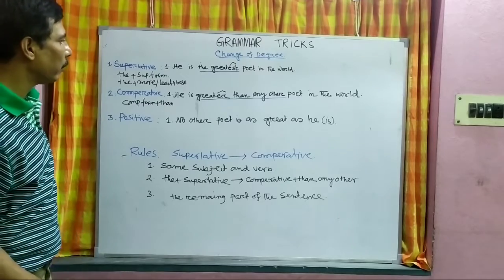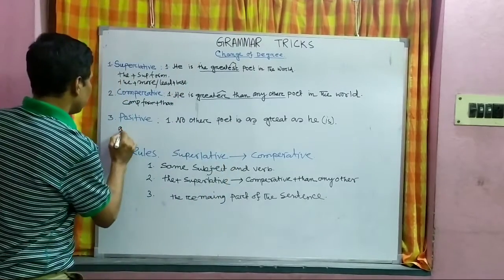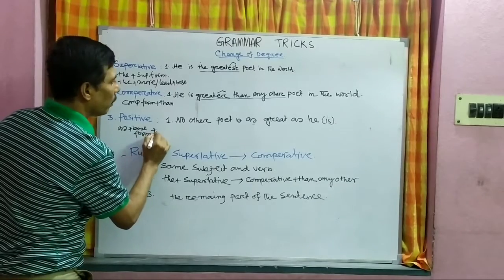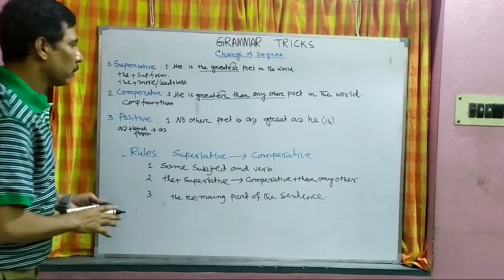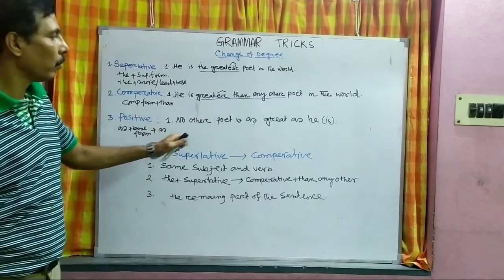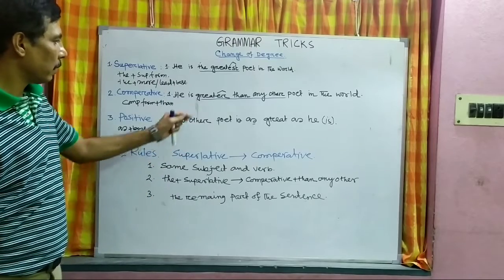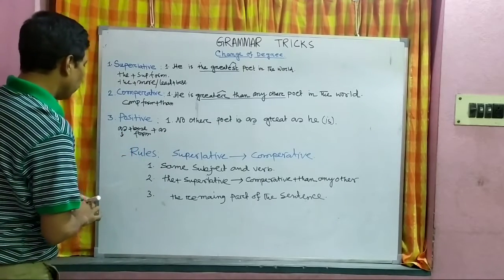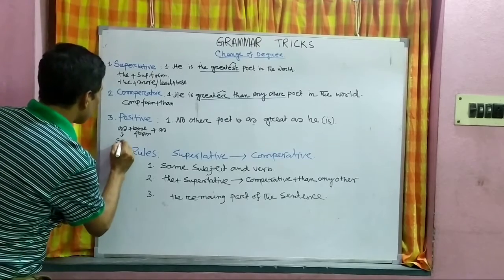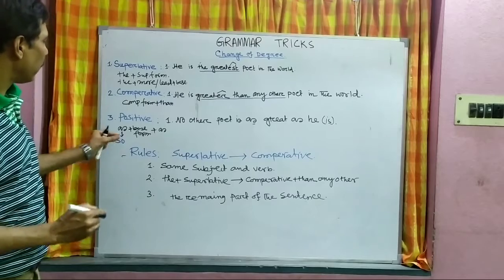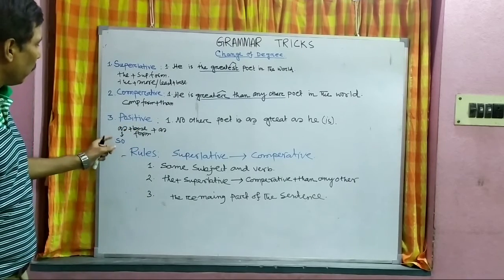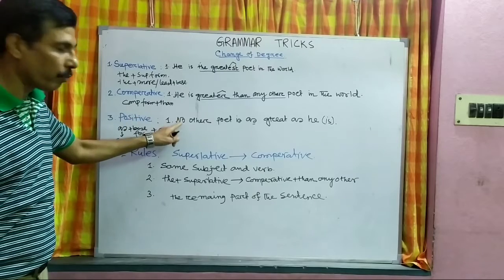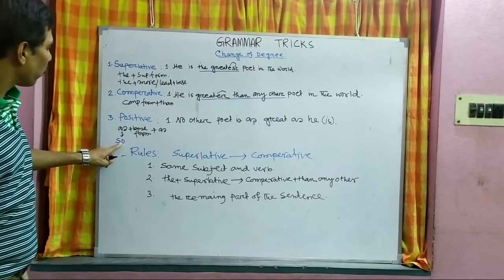Next comes the positive. How can we identify it? As plus base form plus as. Beautiful, wonderful: as wonderful as, as great as, as tall as, as costly as. Or in the place of the first as, we can use so. But you should remember, you can use as in almost every positive sentence, but you cannot use so as in every sentence. Only if the sentence is in negative form, you can use so as.